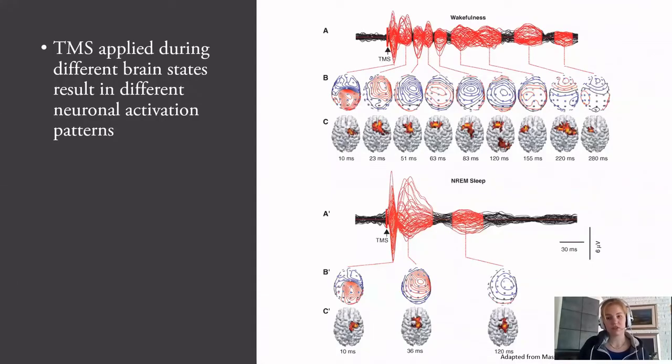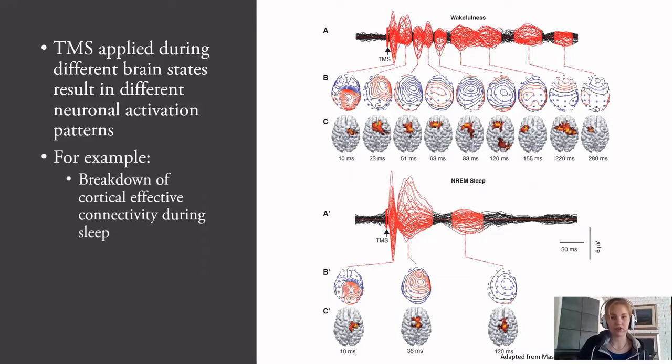Individual responses to TMS are highly variable, both within the subject, but especially between subjects. This is partly because the responses are modulated by the prevailing brain state during stimulation. An example of this is the breakdown of cortical effective connectivity during sleep. TMS-evoked responses in awake subjects produce these high-frequency complex responses that spread to distant cortical regions, while TMS-evoked responses in subjects in non-REM sleep stay local and are of low complexity and quickly die down.